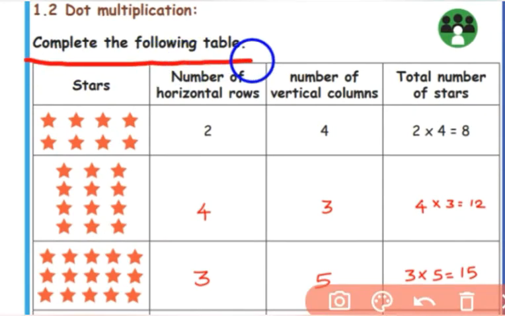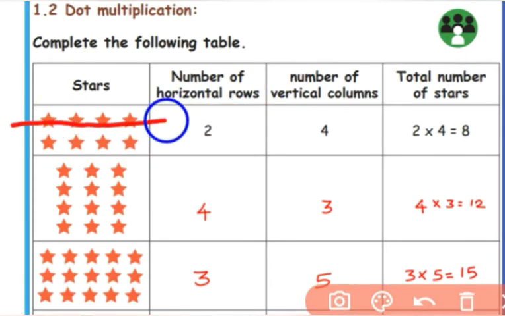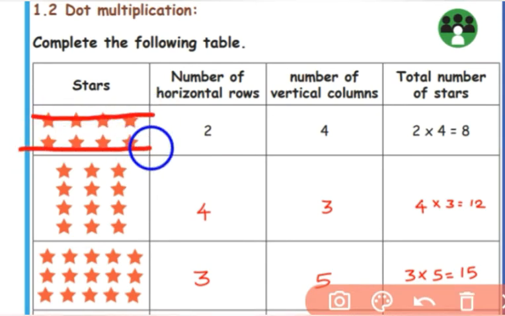See, complete the following table. See, இங்க ஒரு டேபிள் கொடுத்திருக்காங்க, அது நீங்க கம்ப்ளீட் பண்ணணும். அதுக்கு ஒரு எக்ஸாம்பிள் இங்க ஃபர்ஸ்ட் கொடுத்திருக்காங்க. See, stars, number of horizontal rows, number of vertical columns and number of stars. See, இங்க stars கொடுத்திருக்காங்க. Number of horizontal rows. Horizontal னா இங்க ஸ்ட்ரைட்டா வர இந்த லைன். So எவ்வளவு லைன் இருக்கு? 1 2.